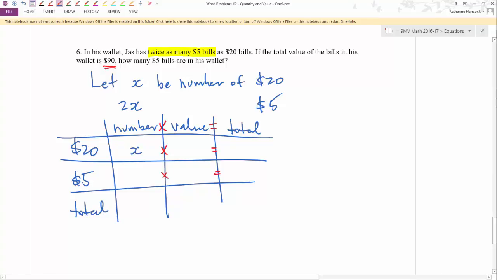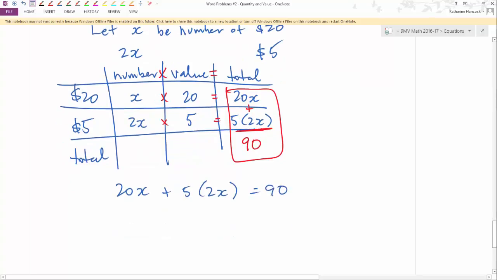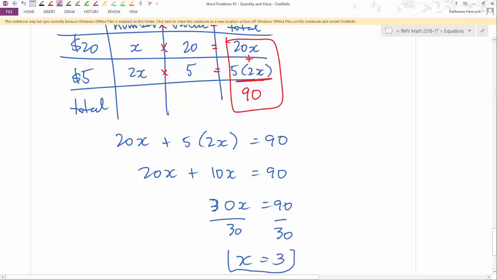So I have X 20s, 2X 5s. A 20 is obviously worth $20. A 5 is worth $5. When I multiply that, I get 20X, 5 times 2X. And the total value they told us was 90. And my formula comes from here. So 20X plus 5 times 2X equals 90. 20X plus 10X equals 90. 30X equals 90. Divide by 30. And we get X equals 3.